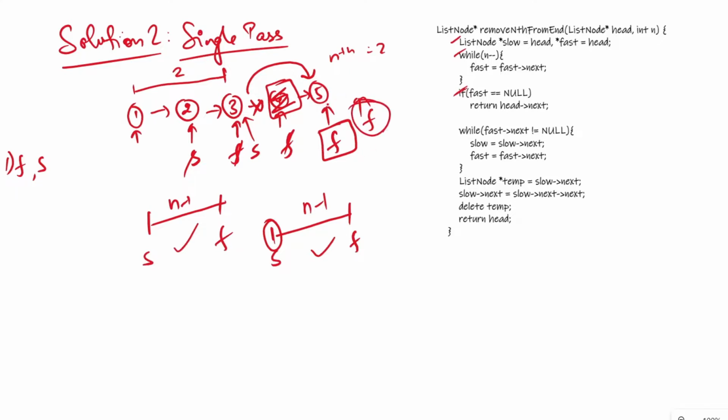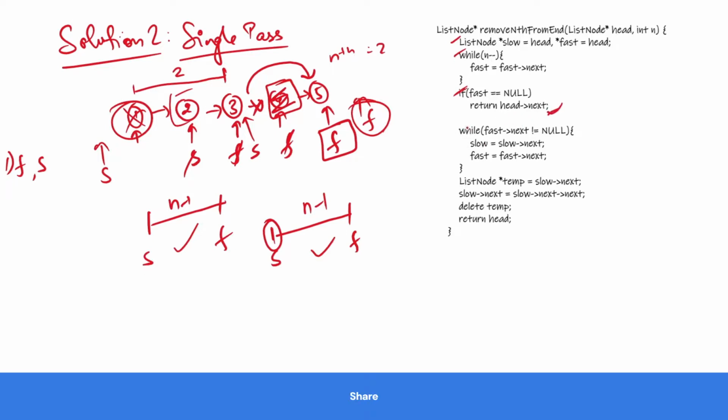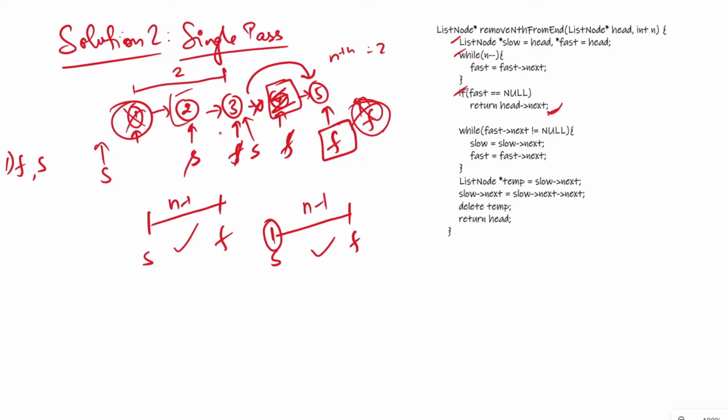you have to delete the first node, because we have to delete slow's next, and right now slow is pointing to head. So in that case, we will delete this and return this. Otherwise, if it is not pointing to null, fast is somehow in between here.